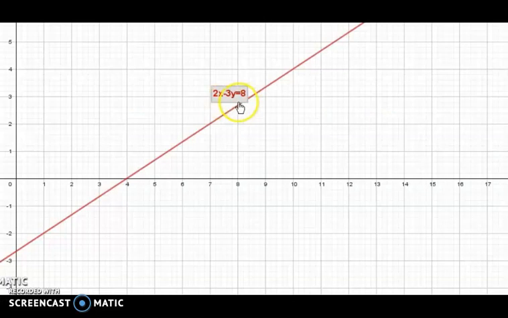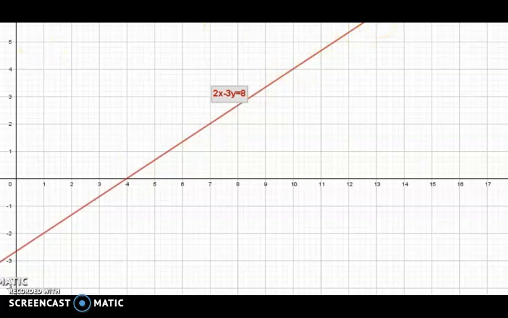Observe this line, children. It represents 2x minus 3y is equal to 8. Now let us find out the integer coordinates on this line. Observe this small square here. The vertices of the small square represent the integer coordinates. So let us find out, do we have any such points on this line? Yes, we have one point here, one more here, one more here. Yes, again one more here.